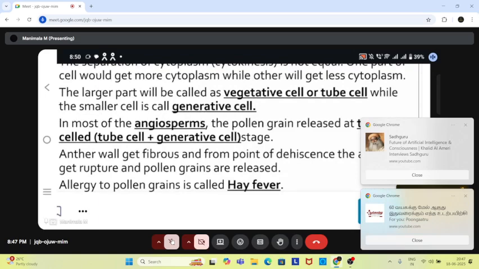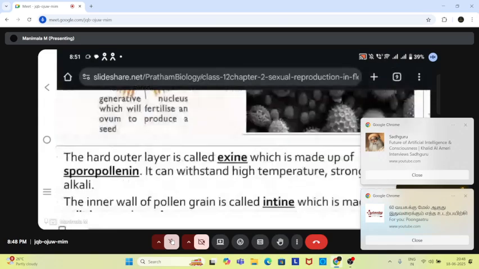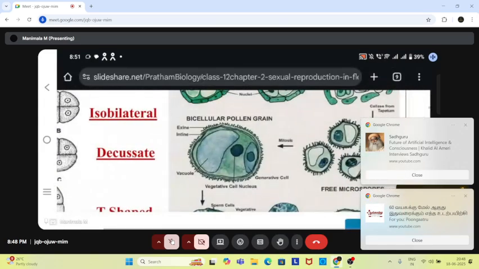This is the condition during the cell division. And the vegetative cell has abundant food reserves along with a large nucleus. When we discuss the generative cell, it is a spindle-shaped cell with dense cytoplasm.